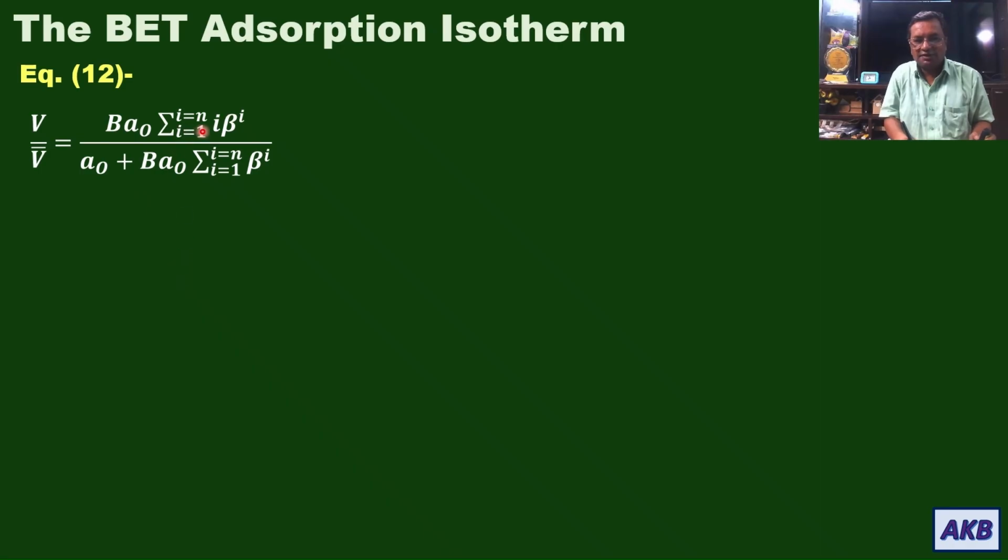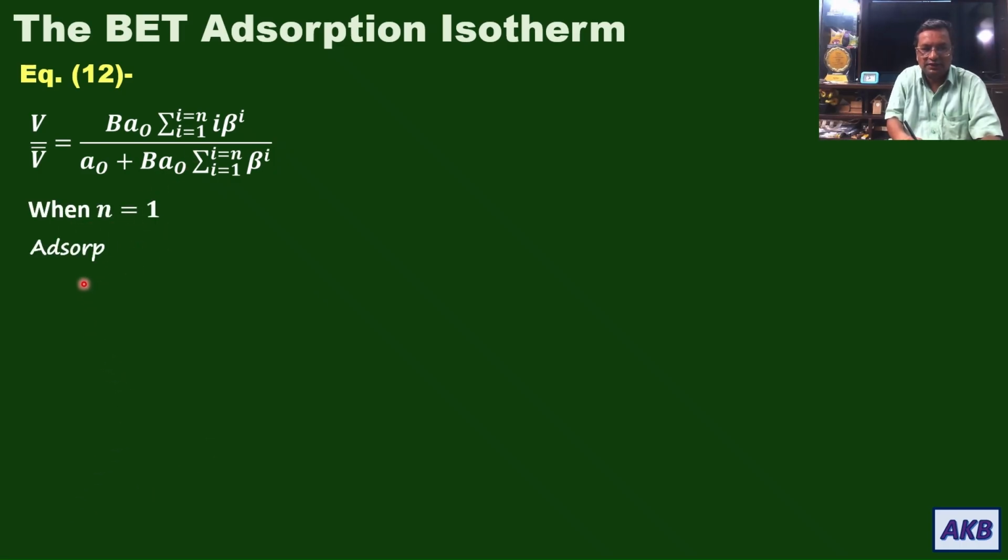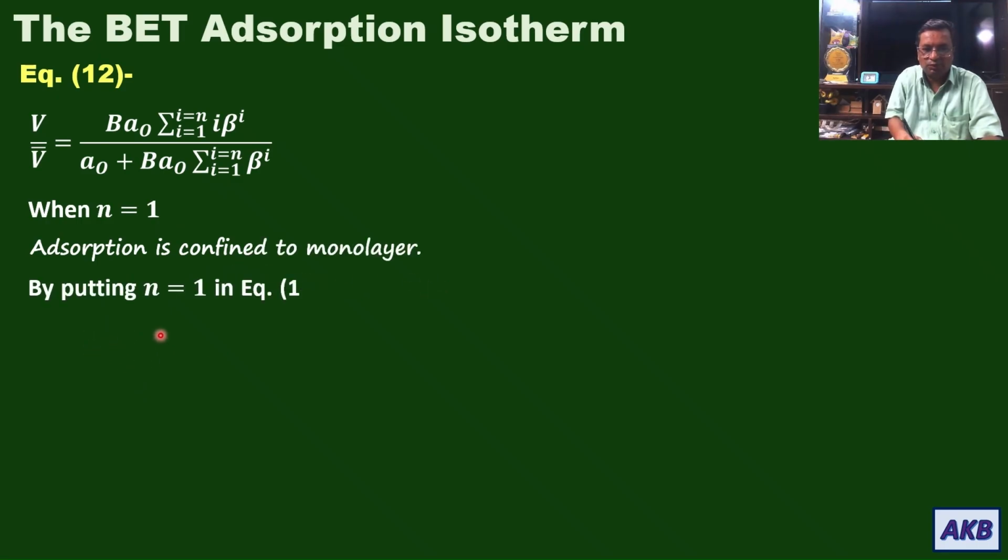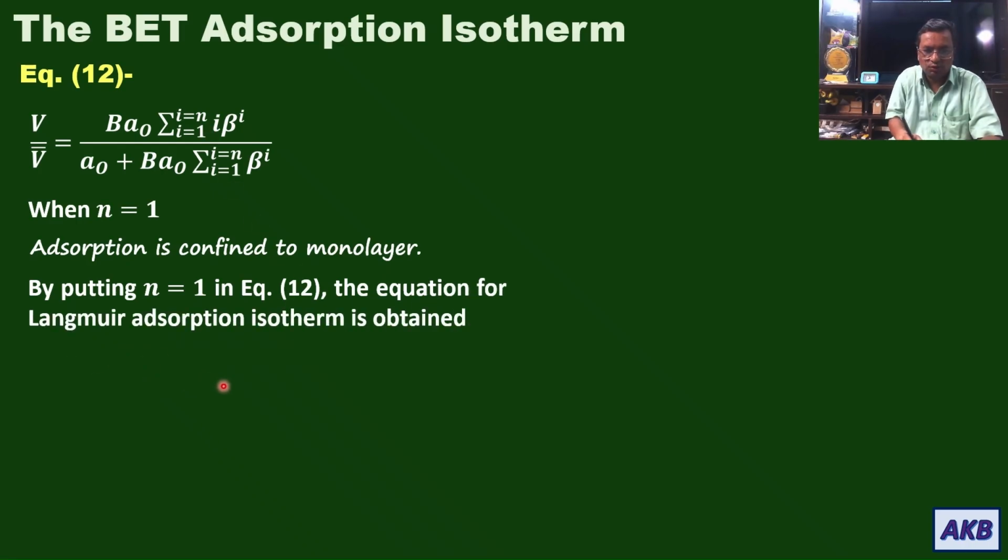Now, if n is equal to 1, that means only one layer is allowed to form on the surface of the adsorbent. That is, when there is only formation of a monolayer, this equation should get transformed to the equation for the Langmuir adsorption isotherm. So when n is equal to 1, adsorption is confined to a monolayer, and by putting n equal to 1 in equation number 12, we can get the equation for the Langmuir adsorption isotherm. So let us do that.